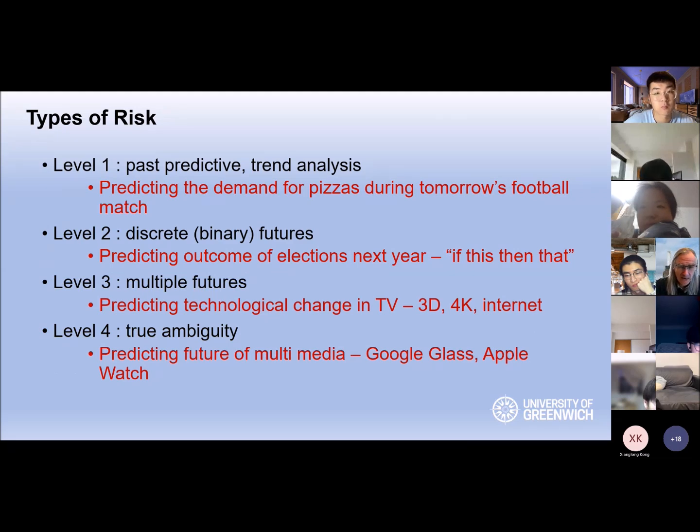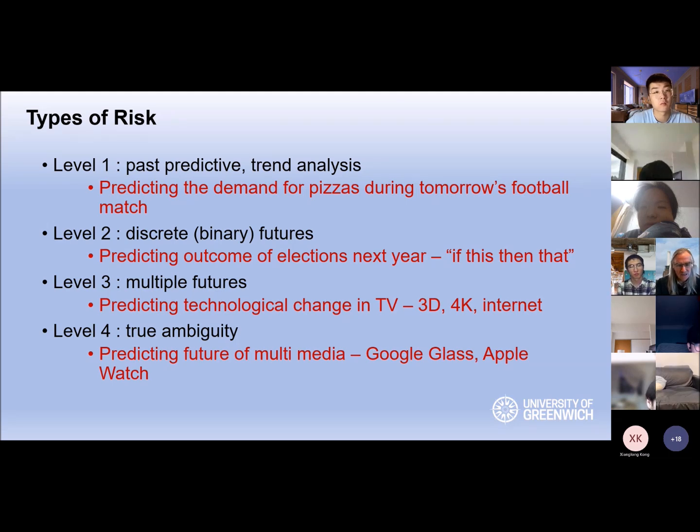There are different ways of looking at the risk. One way is to divide it up into 4 levels. Level 1 is where you're just looking at past performance and assuming it's going to carry on as before. So, tomorrow during the World Cup, I don't know if the World Cup is tomorrow, but during the World Cup tomorrow, pizza sales will go up as people sit down in front of the TV and order in pizzas.